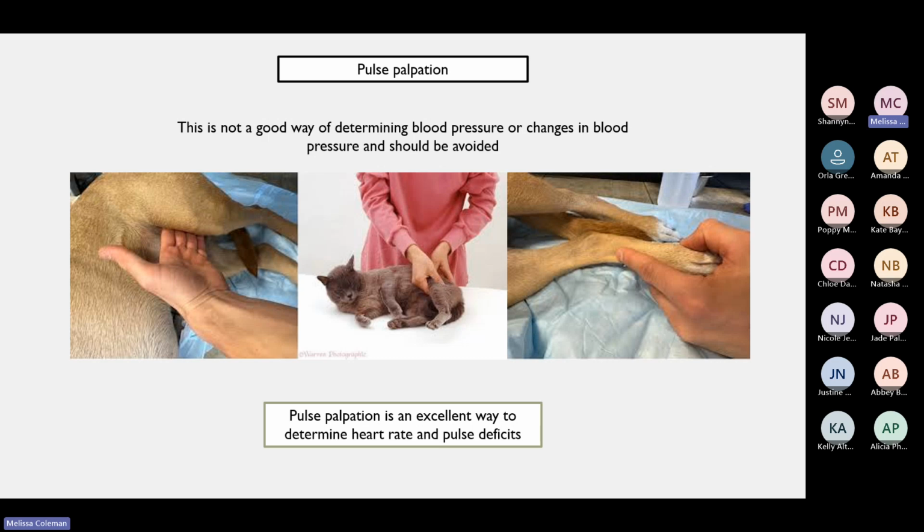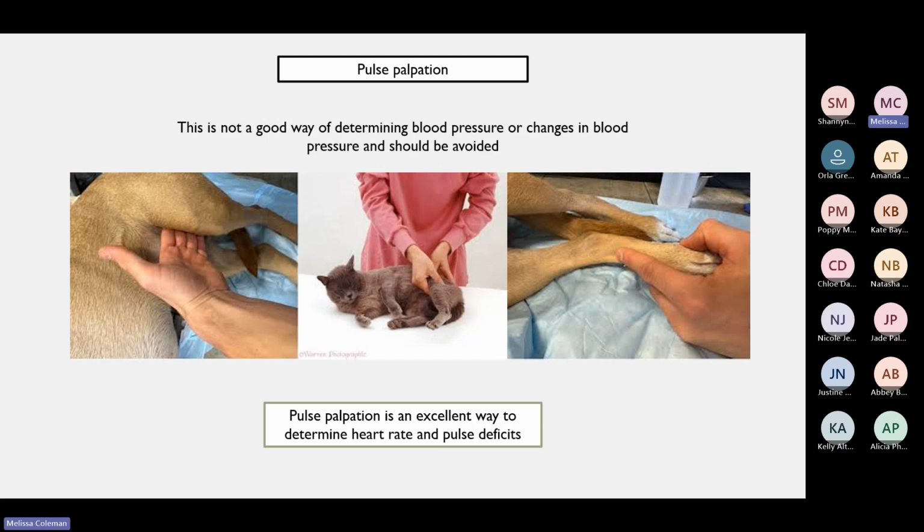So pulse palpation is excellent for determining your heart rate and identifying pulse deficits. It is not a reliable way to estimate actual blood pressure. There are some older texts that say a femoral pulse suggests a systolic pressure of 60 and a dorsal pedal pulse suggests a systolic pressure of 90. This is not true and has never been proven, so please don't do that. It still wouldn't be very good either. No, it's not great either, but it's also not a way of measuring.